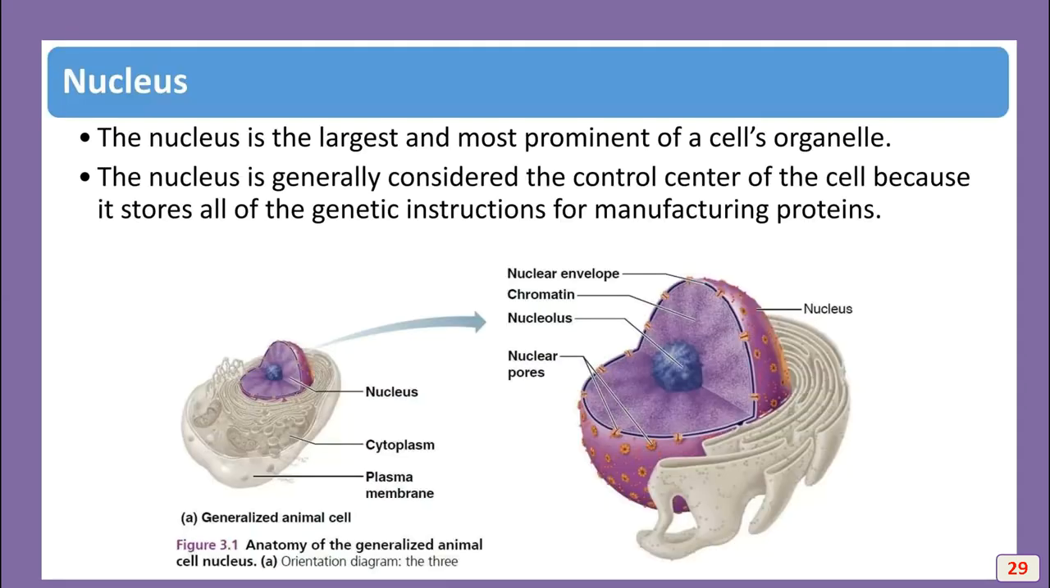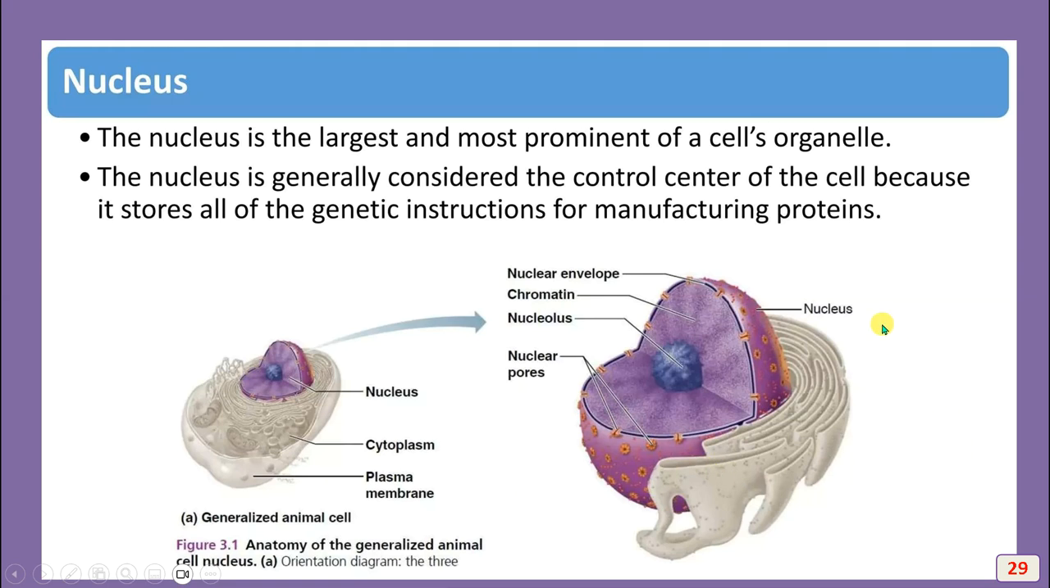Here a cross section of the nucleus is taken to find the nucleolus also. The nucleus is generally considered the control center of a cell because it stores all the genetic instructions for manufacturing, because ultimately the cell is the one which survives. Then the nuclear envelope is also present inside the cell.